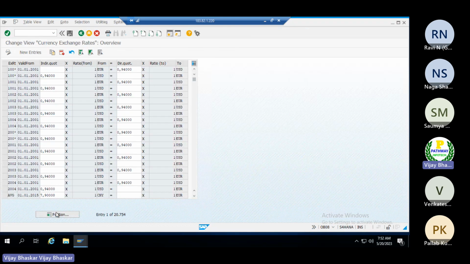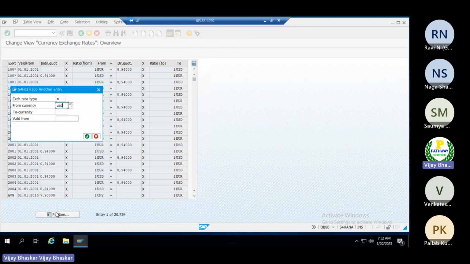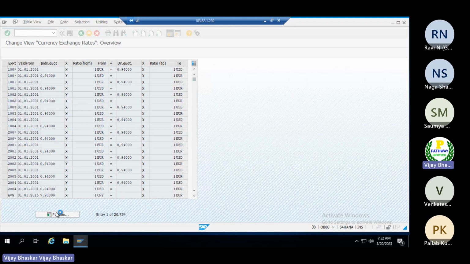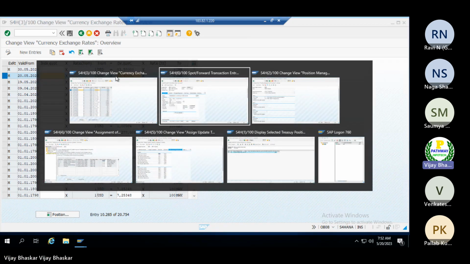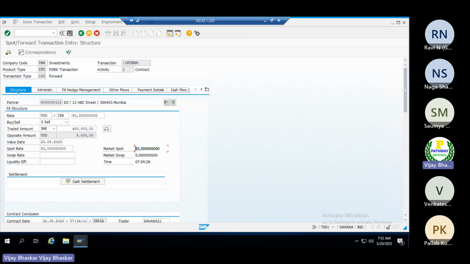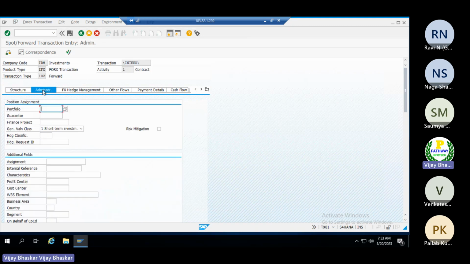Yesterday I have maintained this one. USD to INR, the latest one. If you can see here, 20th of May, the exchange rate which is available in the system is 83.50. That is the reason the system is popping up. The market spot rate is 83.50, even though we have entered 80 rupees. That is fine.